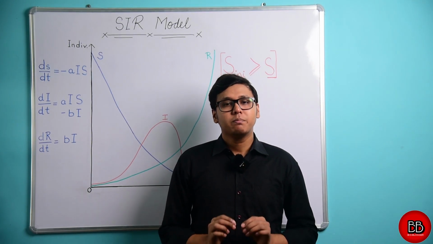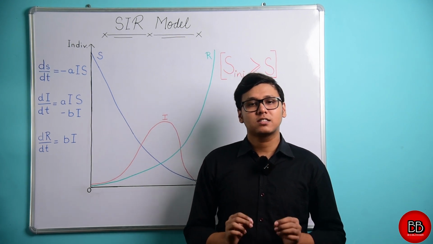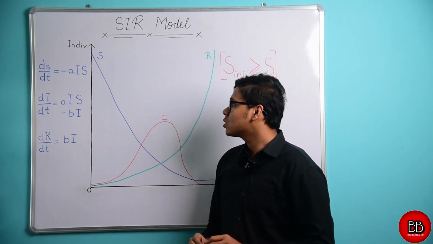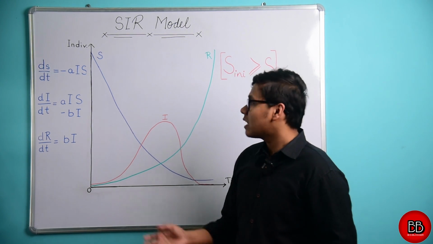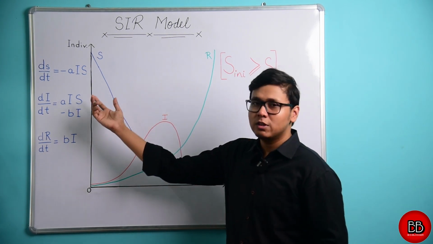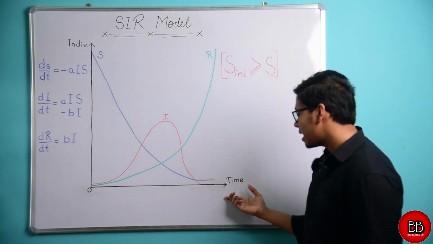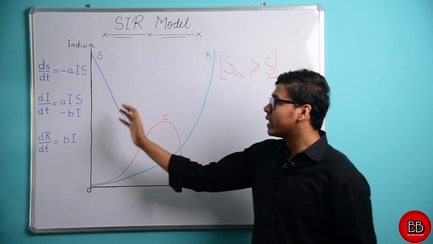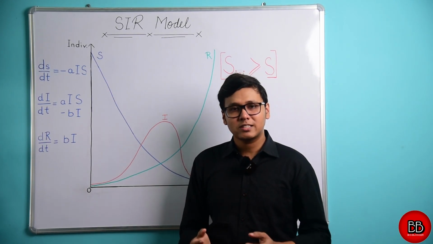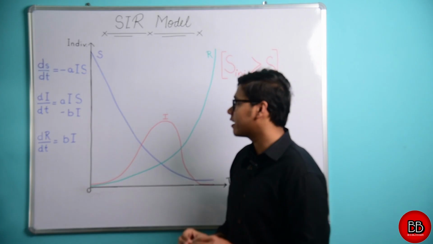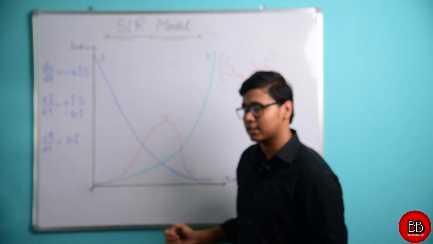All these equations make much more sense when we look at their graphical representation. So what I have done here is I've plotted a graph of total individuals, or the population, versus time on the x-axis. Now let's look at each equation one by one and try to understand how the number of individuals in each category are going to change as the time progresses.